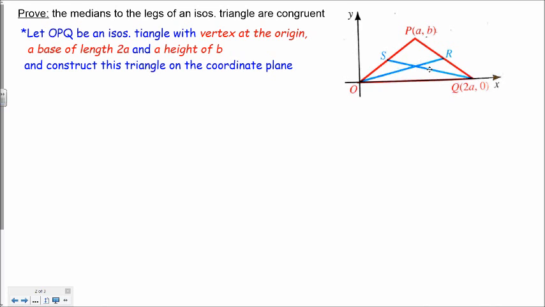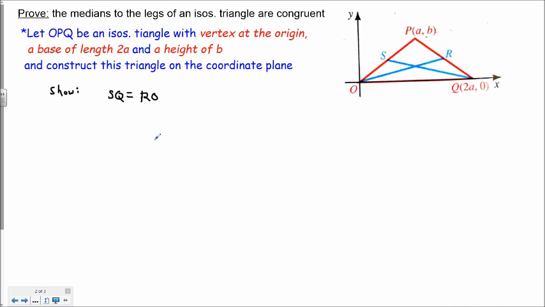Once I've done that, I'm going to draw in those diagonals, OR and QS, which are the medians that go to the legs of the isosceles triangle. And what I'm trying to prove in this case is that SQ is equal to RO. So that's what I'm trying to show. So I'm going to calculate the lengths of those.